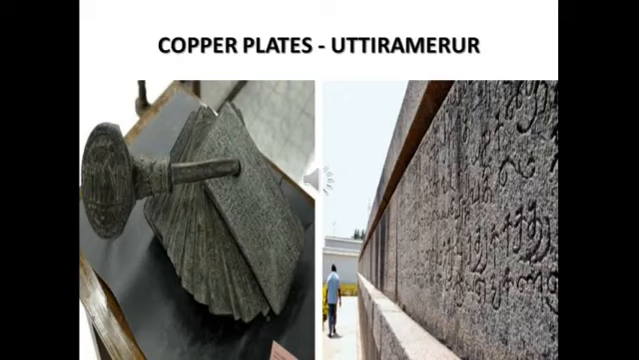Apart from the copper plates, you can see in this picture, these are the copper plates, in which the written evidence is seen, the writings are engraved. Apart from this, there are some stone inscriptions, especially the Uttiramerur inscription. You can see on the right side of this picture the Uttiramerur stone inscription.